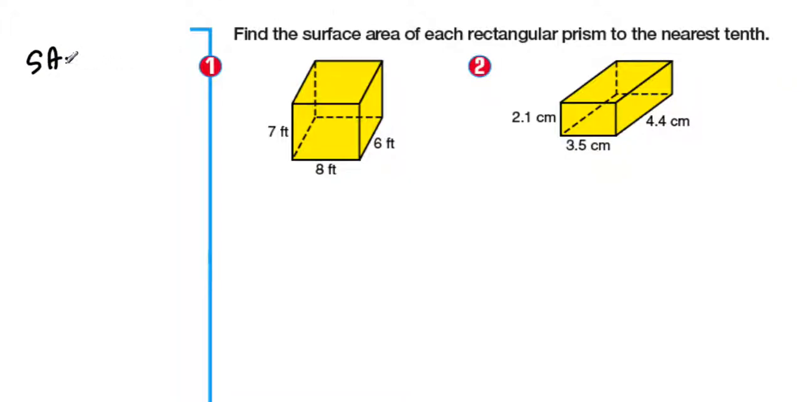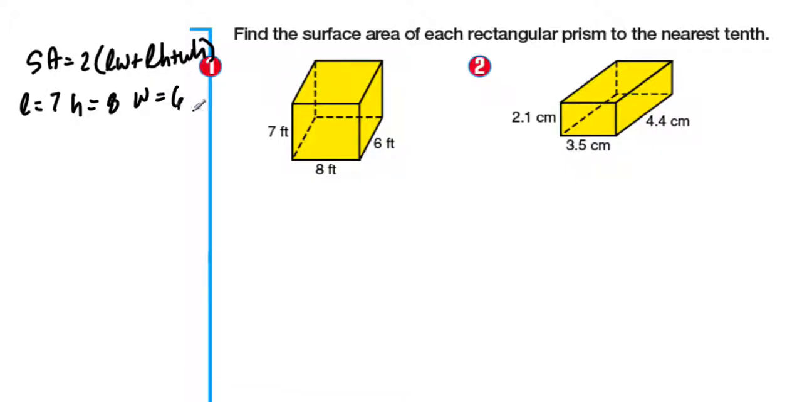Surface area equals 2 times the quantity, length times width, plus length times height, plus width times height. Let's identify our length. Remember, it doesn't matter which is the length, the width, or the height, for as long as it's one of them. 7 feet. The height is 8 feet, and the width is 6 feet. So it doesn't really matter which is which, for as long as you identify one.